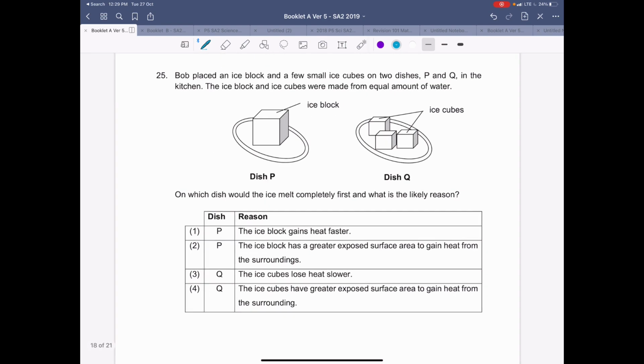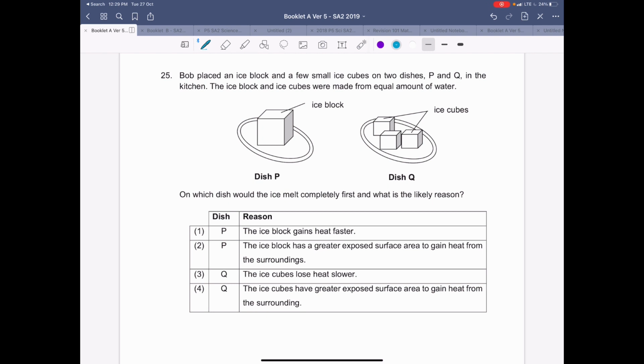Next, 25. Bob placed an ice block and a few ice cubes onto dish P and Q in the kitchen. The ice block and ice cubes were made from equal amounts of water. On which dish would the ice melt completely first, and what is likely the reason? So you should know that these two, the volume is the same. I repeat, volume is the same. Now why is it that I know it's the same? Because they were made from equal amount of water. Now what is different is the exposed surface area. Yes, the one in dish Q has a larger exposed surface area. So the answer would be Q, number 4. Yes, well think about it.